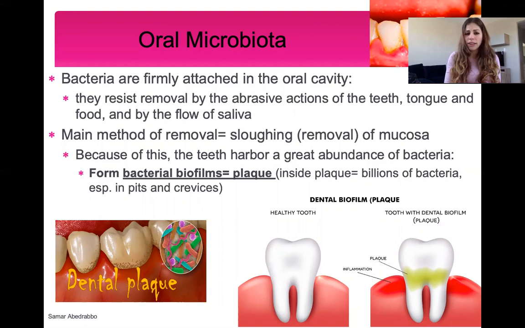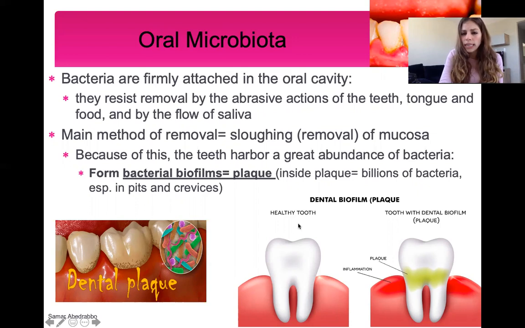So teeth harbor a lot of bacteria, and we can have plaque on teeth, which all of you have heard of, with toothpaste and different methods and mouthwashes that claim to help with plaque. Plaque is bacterial biofilm. So now that you guys are taking a microbiology class, I want everyone to leave class knowing that that is the definition of plaque. It's a community of bacteria, which we call a bacterial biofilm. So inside of a plaque, because it's a community of bacteria, there's billions of bacterial species, mostly streptococcus, especially in the pits and the little corners of your teeth.